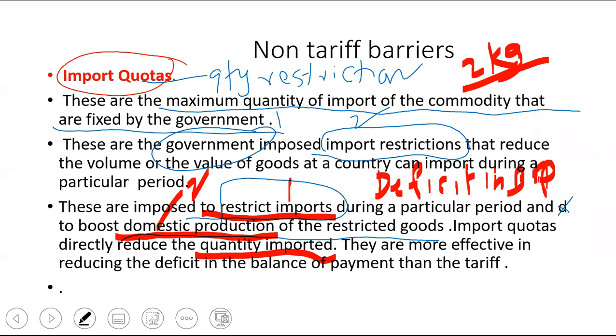Beginning lecture में हमने पढ़ा है what is deficit in BOP. BOP is balance of payment. What is deficit in BOP, children? Take down. Payment is more than receipt.